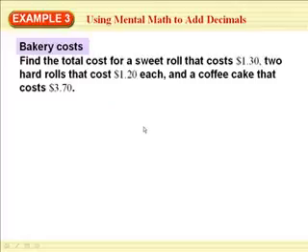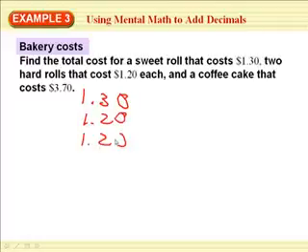Example 3, using mental math to add decimals. Find the total cost for sweet rolls. That costs $1.30, 2 hard rolls that cost $1.20 each, and a coffee cake that costs $3.70. So we got a sweet roll. If we take and line those up, total cost for sweet $1.30. And then $1.20 and $1.20, we got that twice, and $3.70.